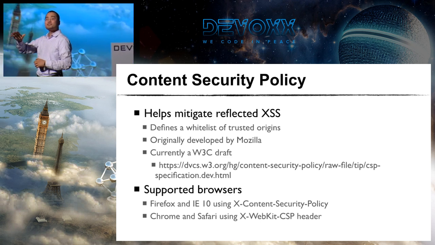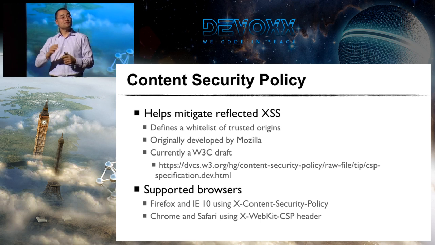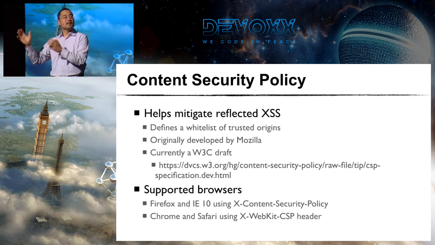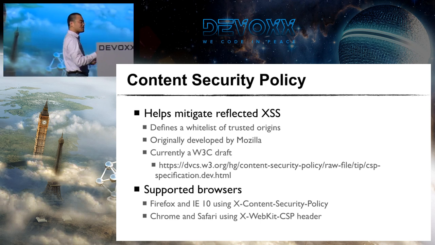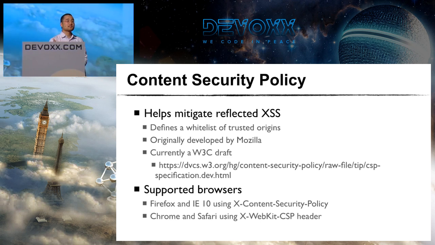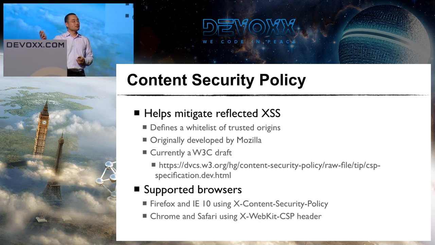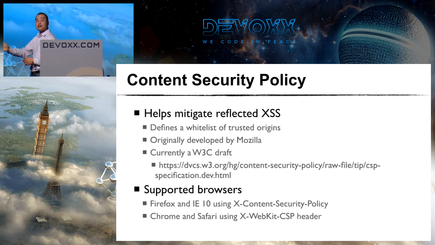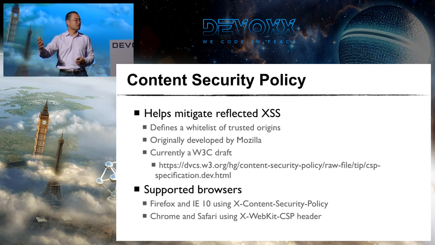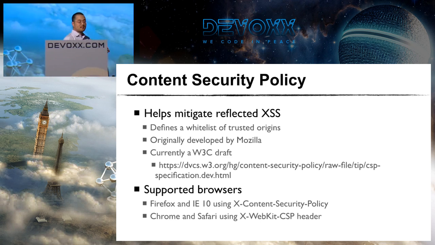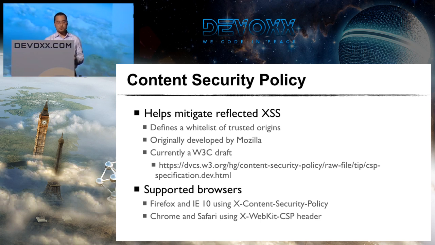And content security policy helps to mitigate cross-site scripting, specifically reflected cross-site scripting, by letting you define a whitelist of origins, of sites, from which you are allowing JavaScript to be loaded. And because you're defining that whitelist, you're defining what websites you trust to load that script from. Originally developed by the folks over at Mozilla, currently a W3C draft. It's going to be finalized very soon.